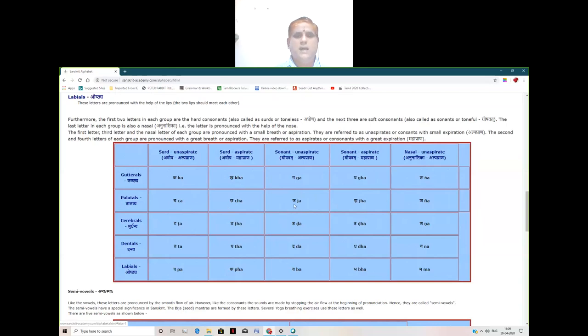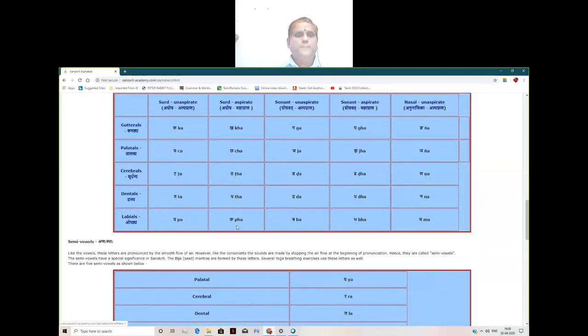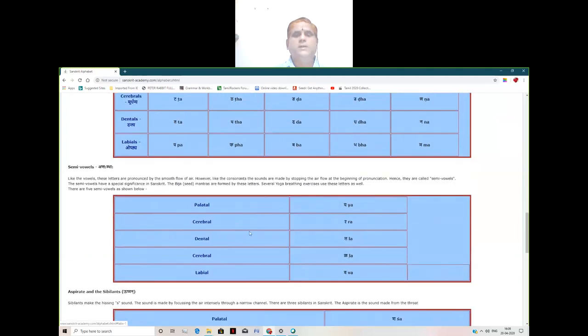Cha, chha, ja, jha, nya. Ta, tha, da, dha, na. Here, when pronouncing na, you have to fold your tongue, like this. Ta, tha, da, dha, na. Pa, pha, ba, bha, ma. So these all are the places of pronunciation. The letters I am practicing with you, I am reciting, you can listen.